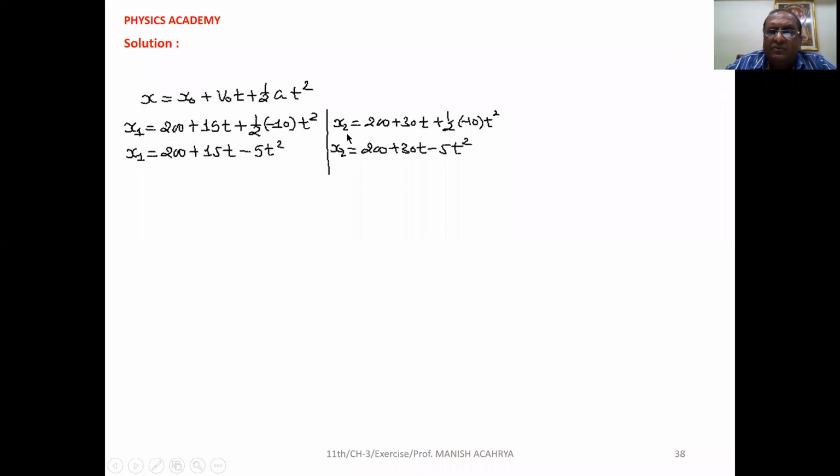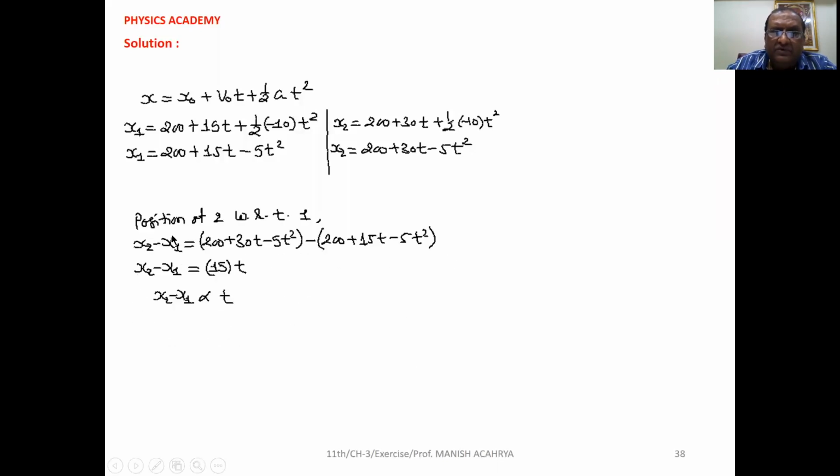Now for the second stone, the position at any time t, x2, is the initial position 200, and it is thrown with initial velocity 30, so plus 30t plus half minus 10 into t square. So x2 is 200 plus 30t minus 5t square. So the first equation gives the position of stone 1 at any time t, and this second equation gives the position of the second stone at any instant t. Clear?